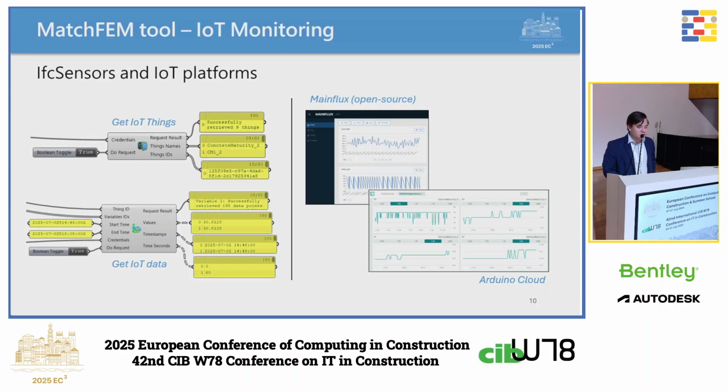For IoT monitoring, it's possible to incorporate IFC sensors at specific locations with the corresponding linked element and interact with IoT platforms. Currently, we have included APIs of two IoT solutions. One is the Mainflux open source IoT framework, and the other one is Arduino Cloud, which is widely used in academia. Users can get the things that are available in the IoT platforms, get the IoT data as well, create new things, and upload data as well.